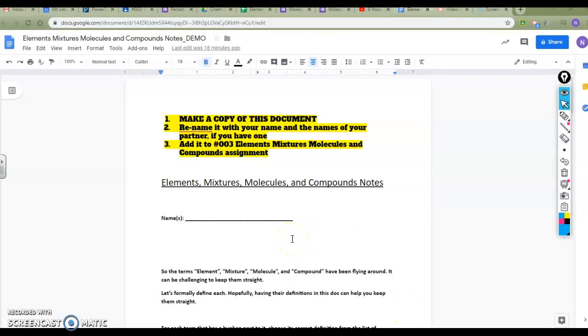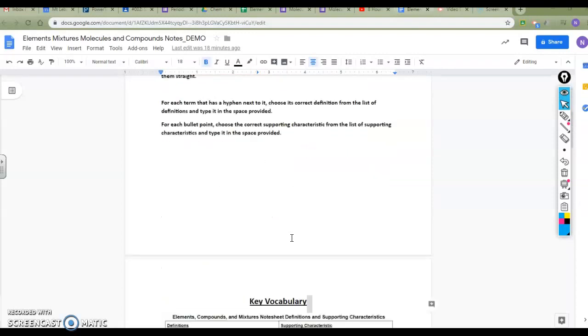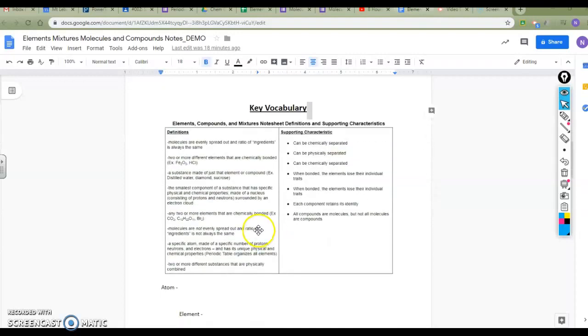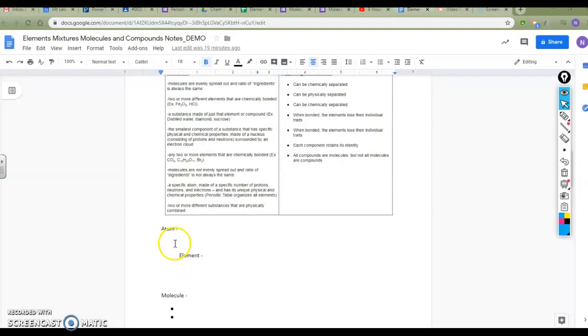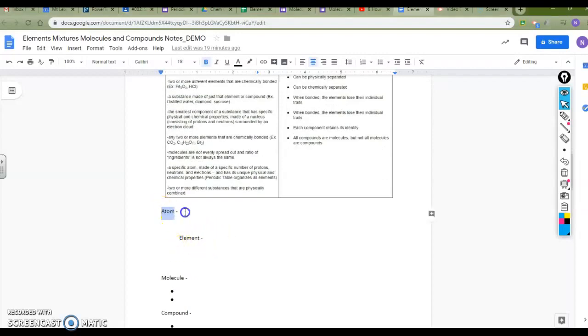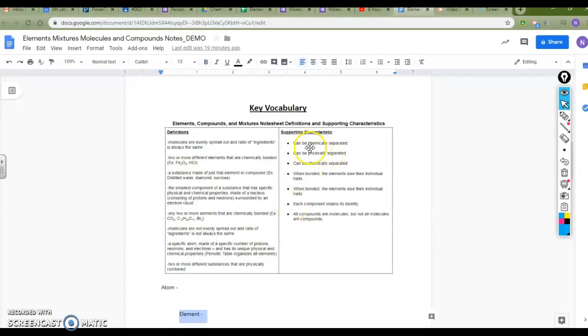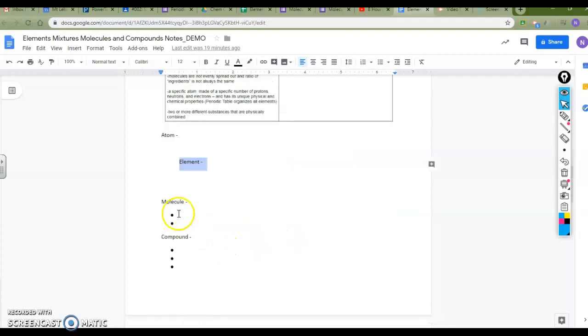Elements, mixtures, molecules, compounds, notes. Let's do it. Okay, so we're trying to match definitions, which are all mixed up, with any term that has a hyphen next to it. And then these are what we call supporting characteristics. You're supposed to match these up, they're all mixed up, with any of the bullet points. Okay, any of the dots.